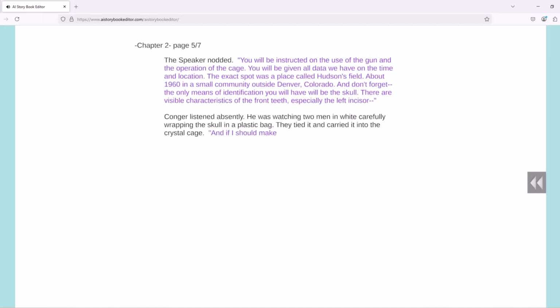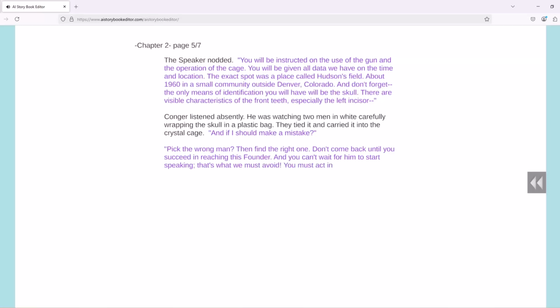"And if I should make a mistake?" "Pick the wrong man, then find the right one. Don't come back until you succeed in reaching this founder. And you can't wait for him to start speaking. That's what we must avoid. You must act in advance. Take chances. Shoot as soon as you think you've found him. He'll be someone unusual, probably a stranger in the area. Apparently he wasn't known." Conger listened dimly.